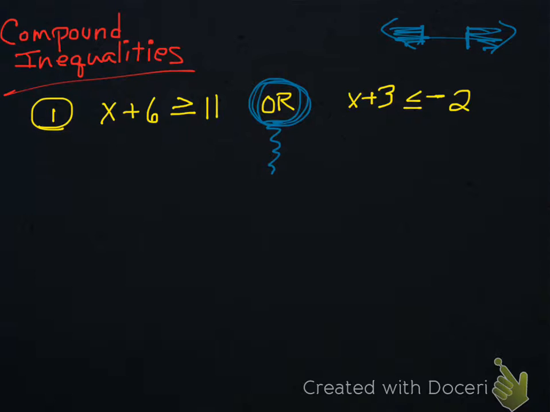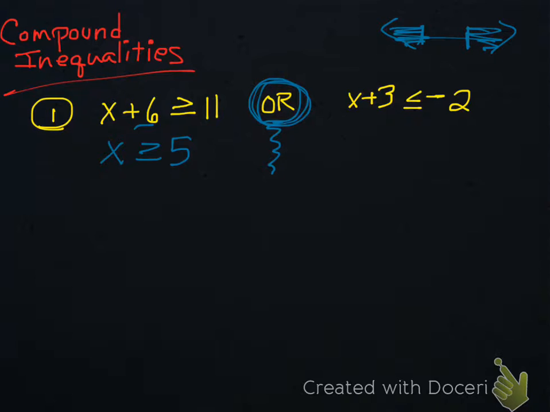So let's look at the first one. First side, left side, what do we do to get x by itself? Remember, we solve these the exact same way as you would a regular equation. So we're going to subtract the 6. 11 minus 6 is 5. Now most people wonder, well, do I need to switch the inequality symbol? No, we only do that if we're multiplying or dividing by a negative, not if we're adding or subtracting. It's only multiplying and dividing by a negative.